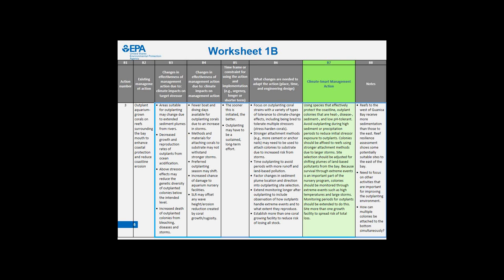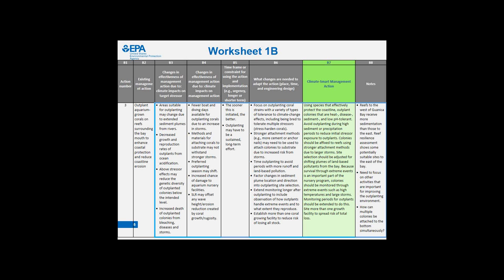You might want to extend the monitoring longer than you otherwise might have to include observation of how the outplants handle extreme stress events like bleaching events, like hurricanes and so on. And also keeping tabs on how they reproduce over time. And finally, it may be essential to establish more than one coral growing facility to reduce the risk of losing all of your stock from one storm impact or other catastrophic event.